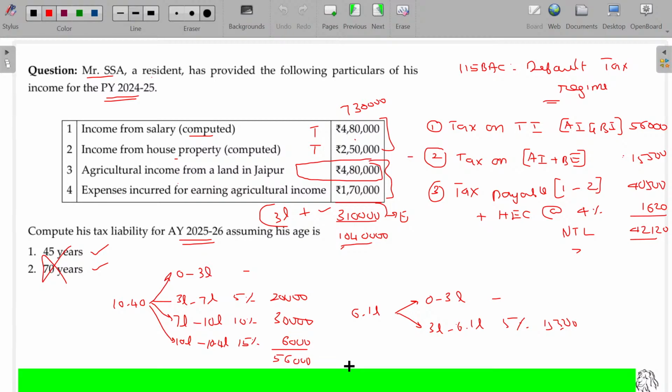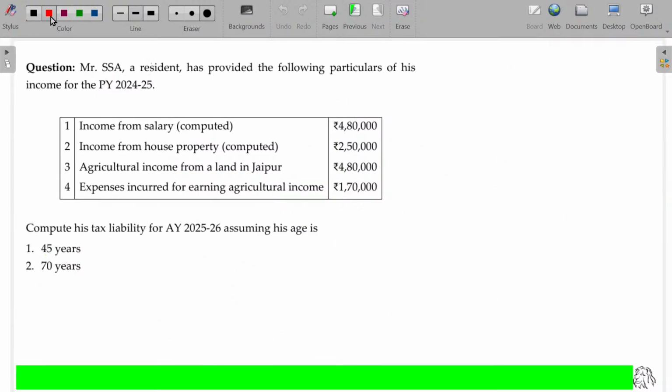Now, what happens if section 115BAC is opted out, that is, not being under the default tax regime? Clear? You know that this value being 7 lakhs 30,000, this value being 3 lakhs 10,000, total being 10 lakhs 40,000.